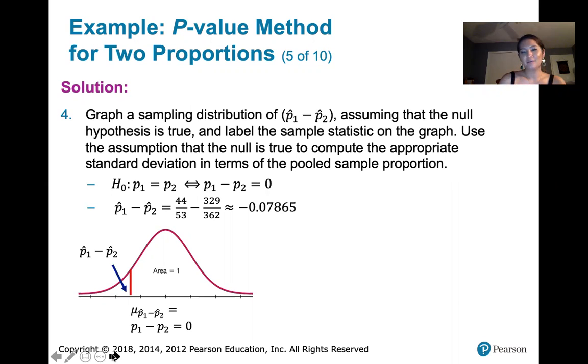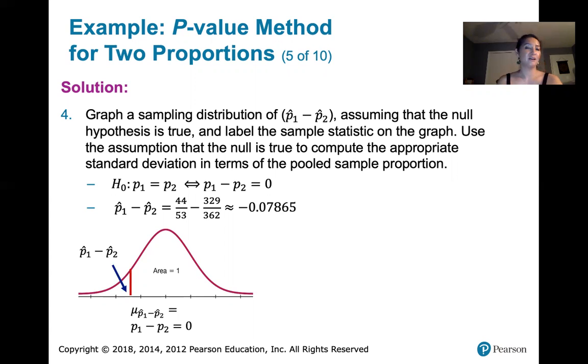But we're assuming when we draw this distribution that the null hypothesis is true. So we're assuming that P1 and P2 are equal to each other. So that means we're assuming that the mean of the sampling distribution of P1 hat minus P2 hat is equal to 0. And then we're saying, okay, if the mean is equal to 0, how likely is it that we get a P1 hat minus P2 hat equal to approximately negative 0.07865? Is that value of P1 hat minus P2 hat significantly low, given that the null hypothesis is true?